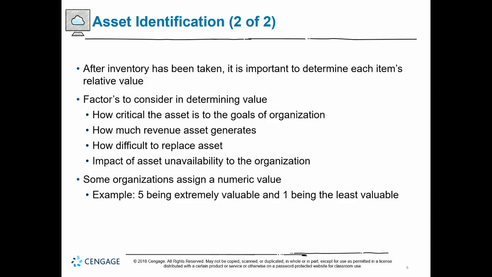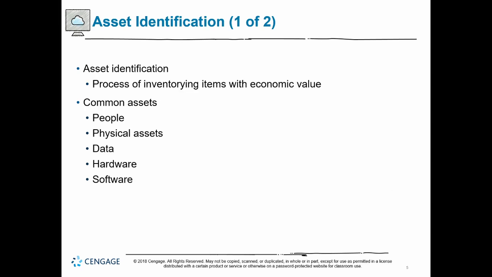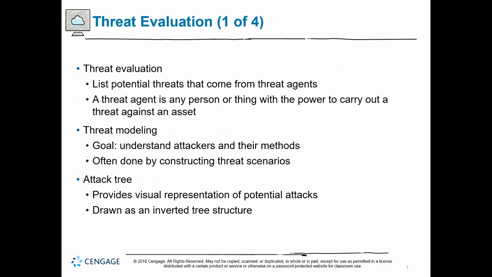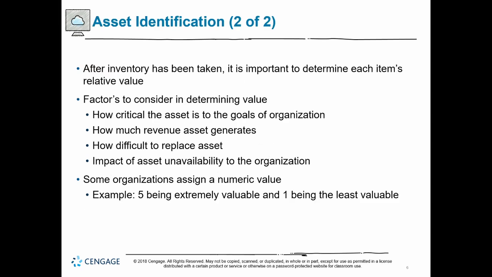After inventory has been taken, it is important to determine each item's relative value, taking into consideration how critical the asset is to the goals of the organization, how much revenue it generates, how difficult it is to replace, and the impact of asset unavailability to an organization. So if we go back here, we said economic value. When we're talking about economic value, we're not talking only monetary, but how important it is to the organization as well. Some organizations assign a numeric value, 5 being very valuable, 1 being least.